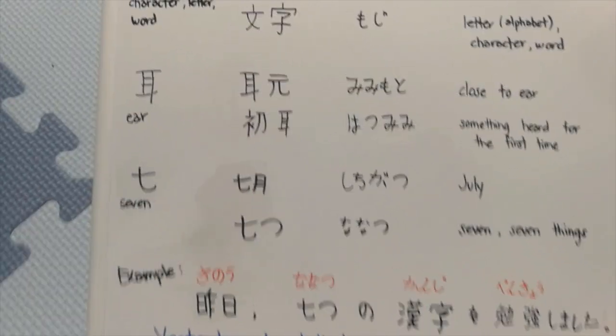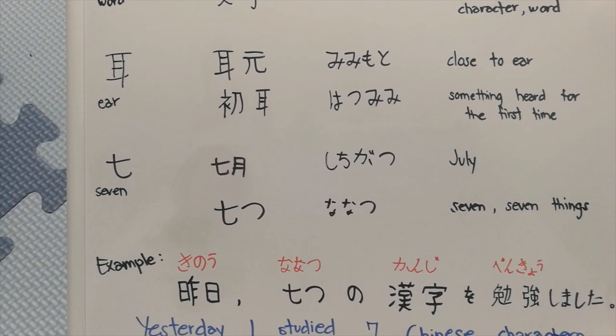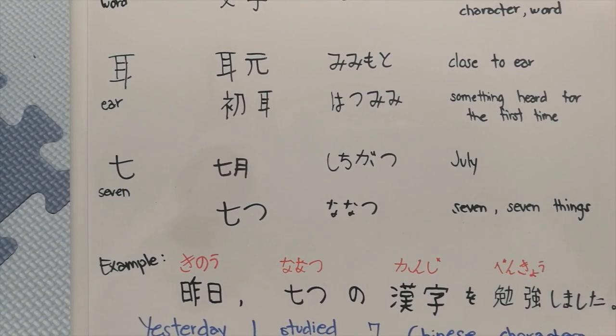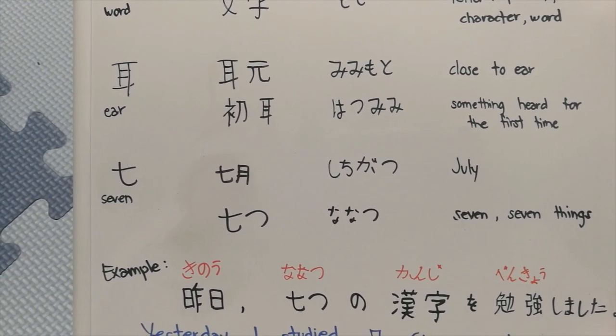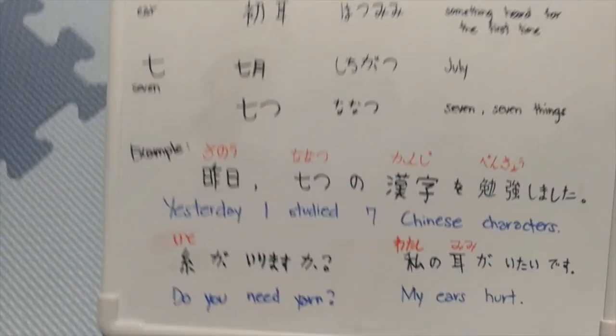Fourth one, we have our kanji for 7: shichigatsu, or July, and nanatsu, 7 or 7 things. Let's go to our examples.